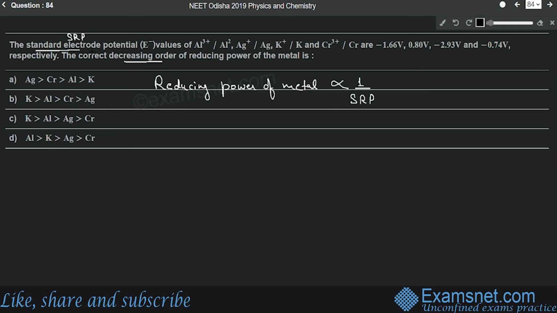And here we have to arrange them in decreasing order of reducing power. That means maximum reducing power to minimum reducing power. So it will be from minimum standard reduction potential to maximum standard reduction potential. Okay, minimum standard reduction potential to maximum standard reduction potential. So which is the minimum value for standard reduction potential? It is minus 2.93 volt here. Minus 2.93 volt. Then the next one will be minus 1.66.